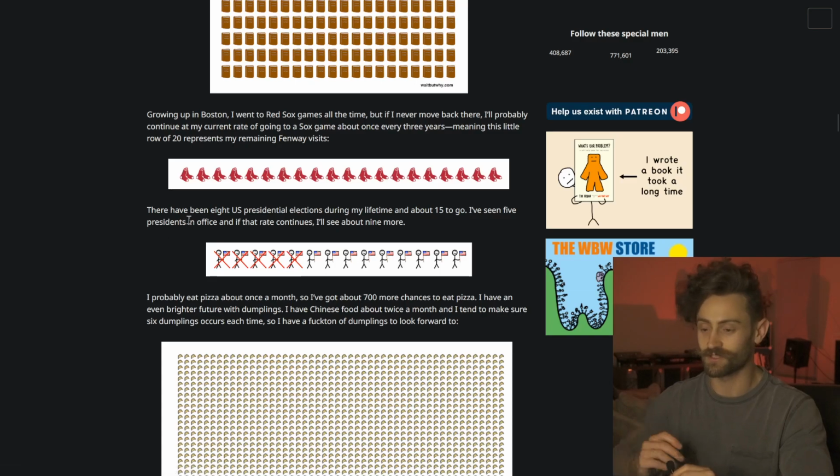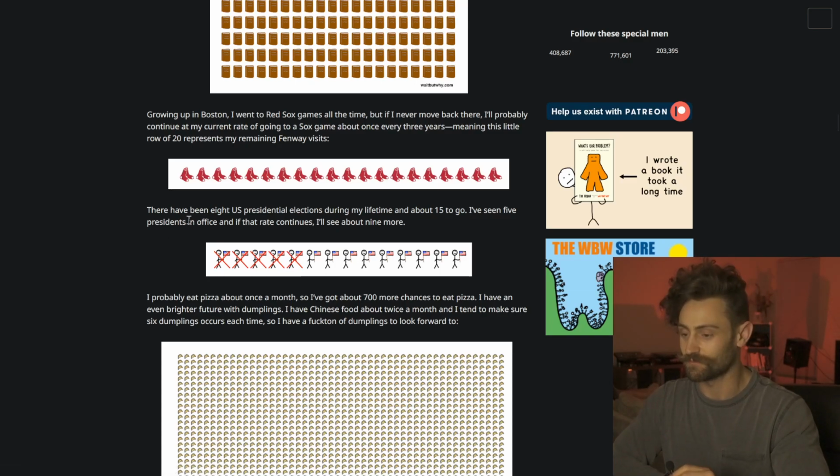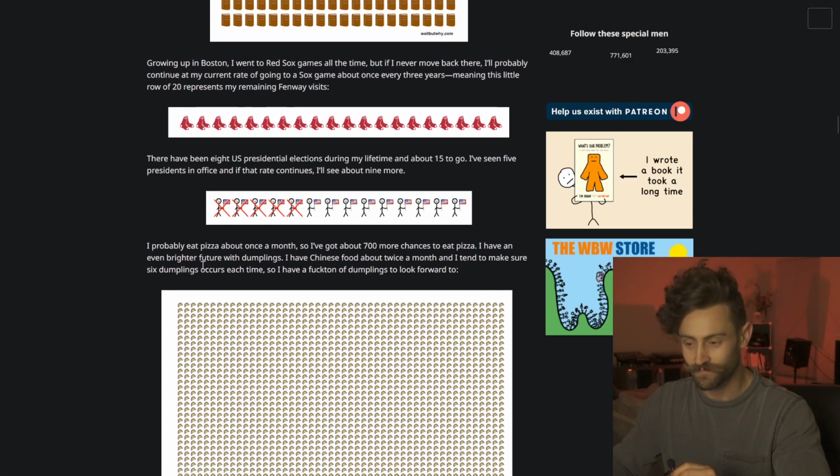There have been 8 US presidential elections during my lifetime, and about 15 to go. I've seen 5 presidents in office, and if that rate continues, I'll see about 9 more. That's not too bad, actually. That's less severe than the other examples he brought up.